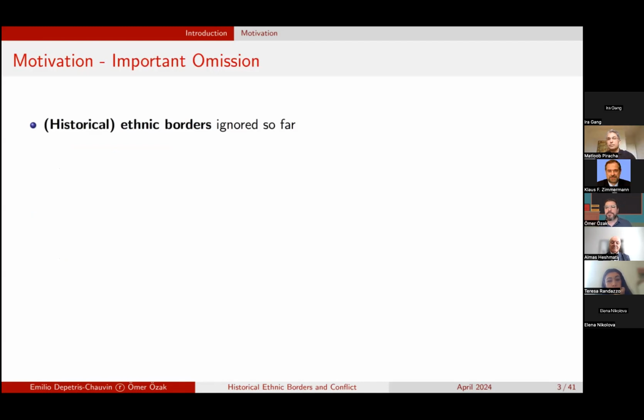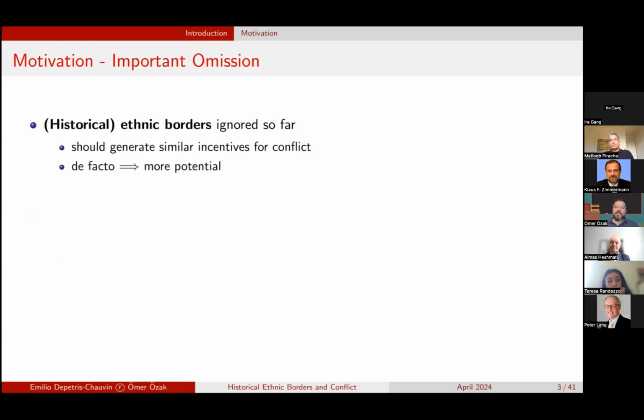When we started the project, we thought perhaps there's something wrong with us, or there's something interesting here. In particular, we thought that the theories that we have created about the role of borders should generate similar incentives for conflict when you apply them to historical ethnic borders. Even worse, the fact that these historical ethnic borders tend to be de facto more than de jure should actually increase the potential for conflict. But it could be that no one has looked into this because it's not something that matters for conflict.